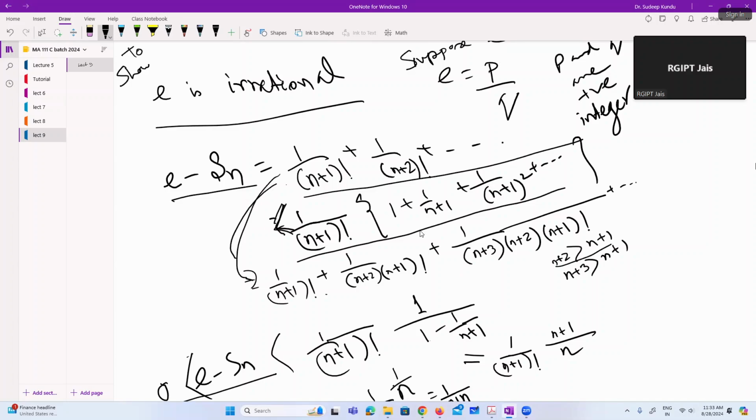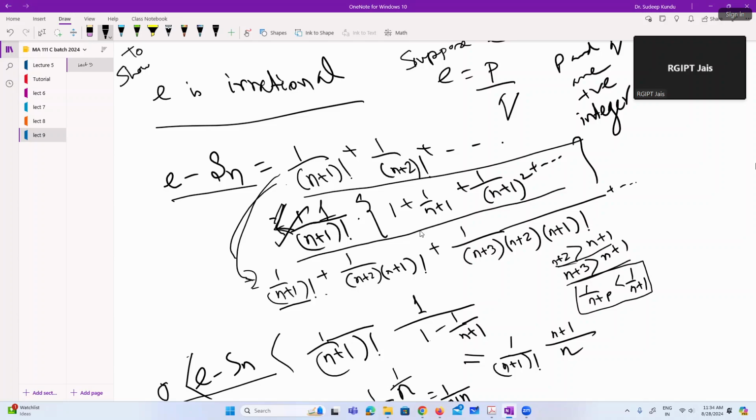Then I have used this inequality: n plus 2 is greater than n plus 1, n plus 3 is greater than n plus 1. That means 1 by n plus 2 is less than 1 by n plus 1, and 1 by n plus 3 is also less. So every term 1 by n plus p will be less than 1 by n plus 1. Is it clear? So once you use this, you will get this line. This term is less than 1 by n plus 1 squared, because both terms are less than 1 by n plus 1. So we get n plus 1 squared into n plus 1 factorial. You take 1 by n plus 1 factorial common.